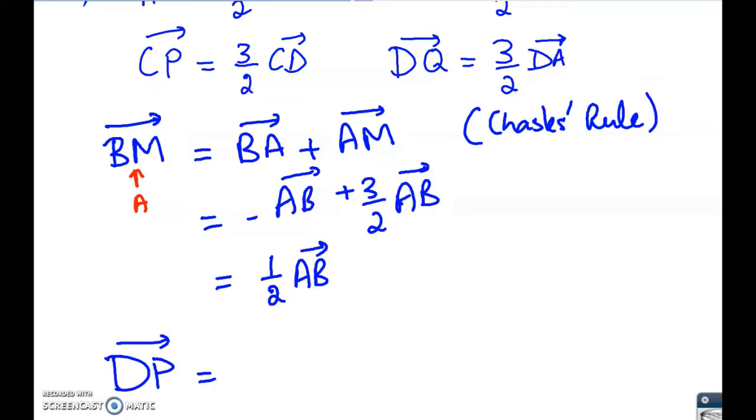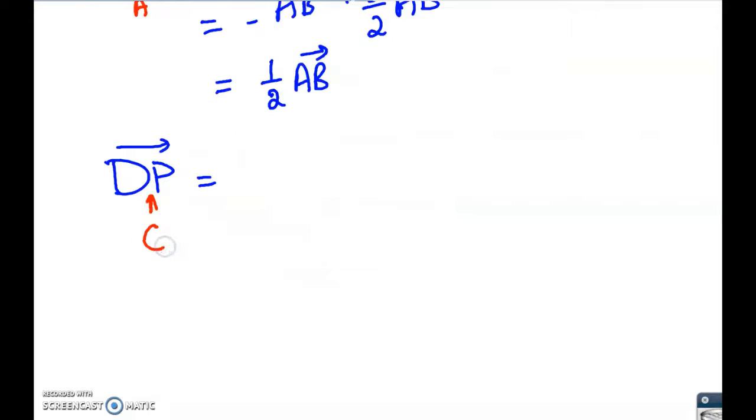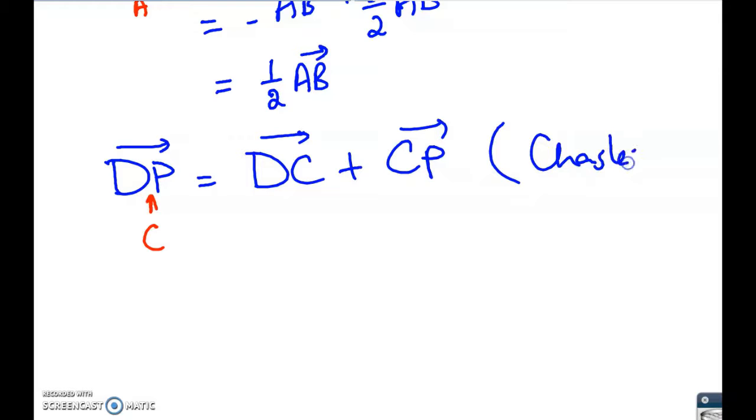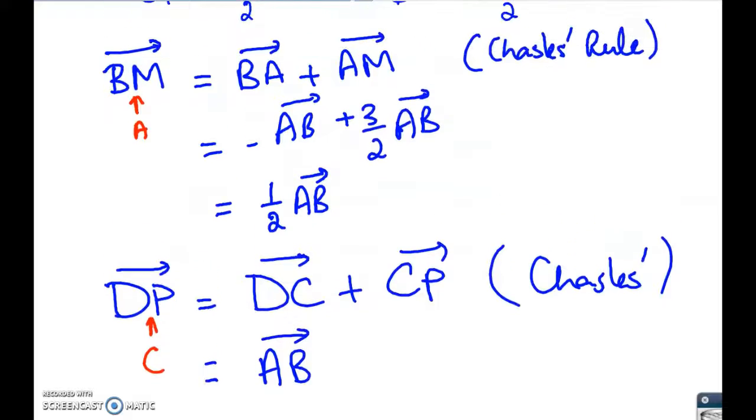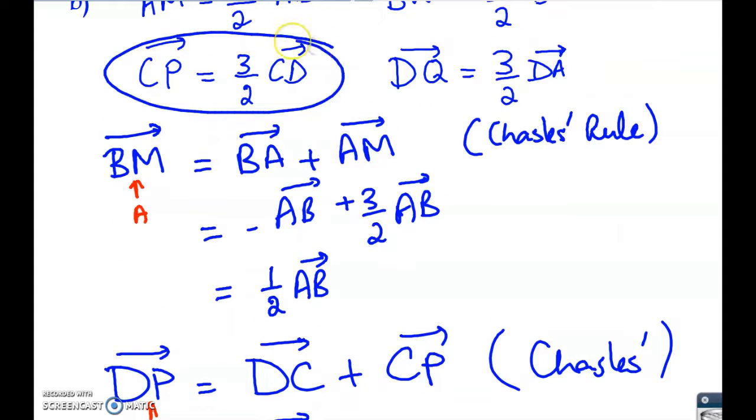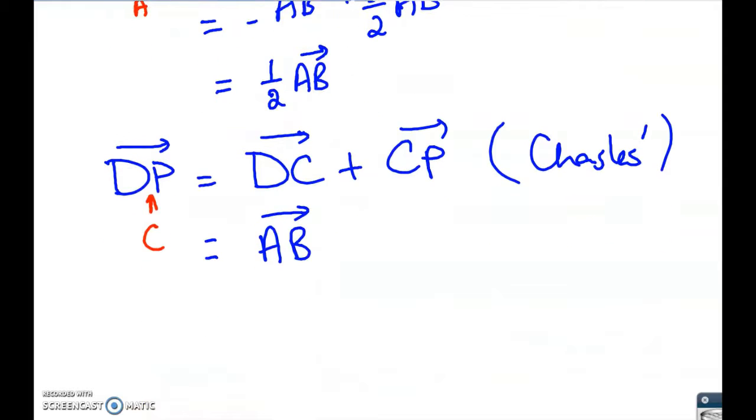So it would be a good idea to insert letter C using Chasles's rule. So this becomes DC plus CP, also by Chasles's. But DC is equal to AB, as we said, because ABCD is a parallelogram, as we've just seen in the figure. And CP from the given is 3 over 2 CD.